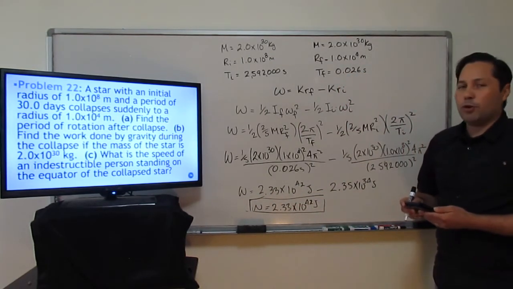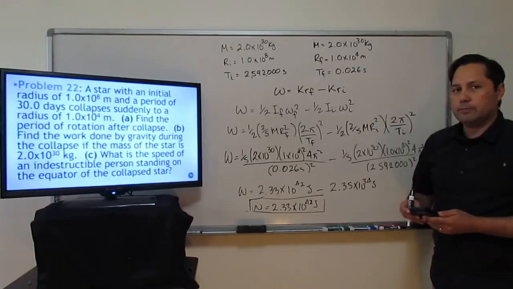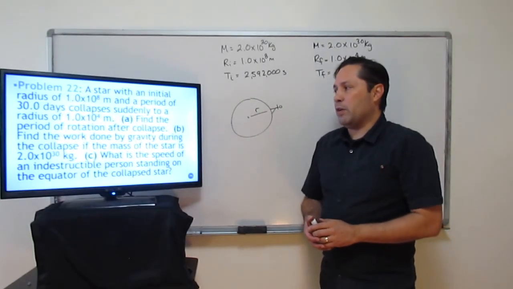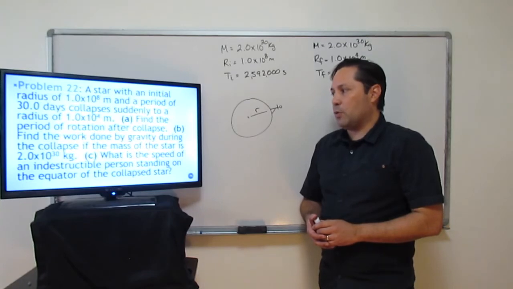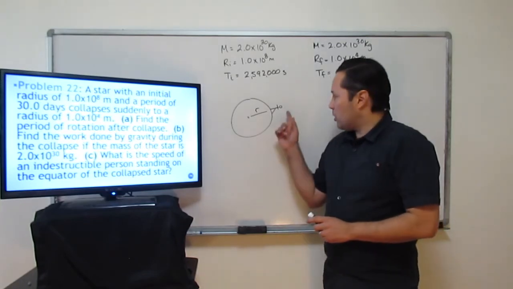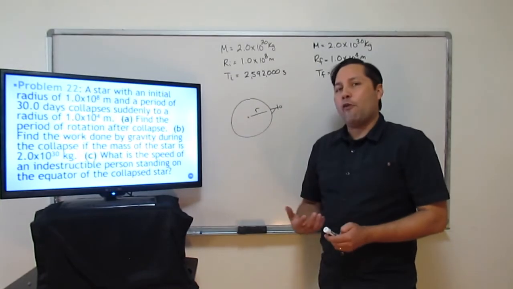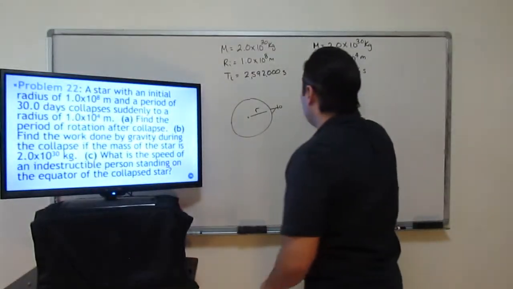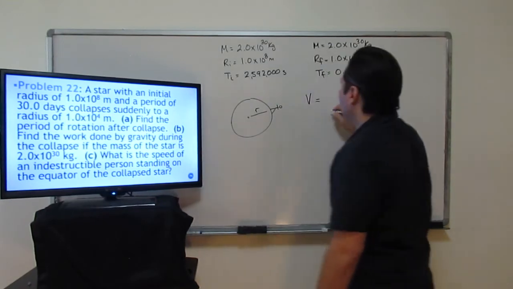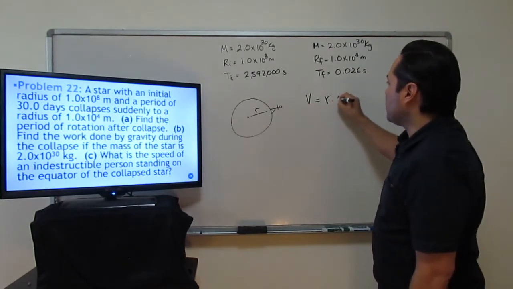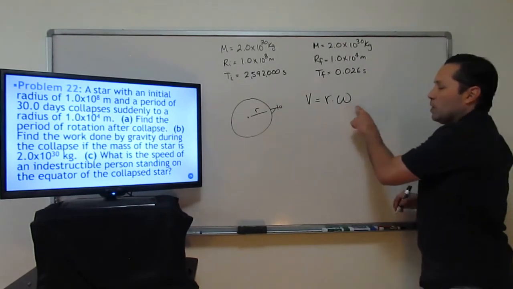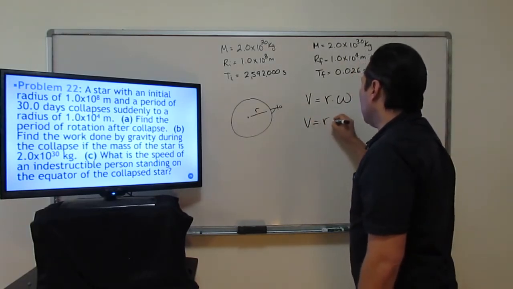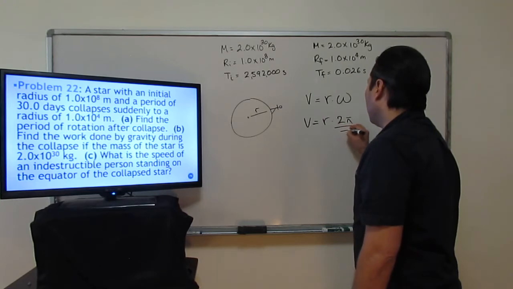And that is part B of problem 22. In part C, we're asked the following. What is the speed of an indestructible person standing on the equator of the collapsed star? So after standing there and they're spinning around, how fast are they traveling? So let's figure that out. The velocity is equal to radius times angular speed. Now the angular speed is going to be 2 pi over the period.